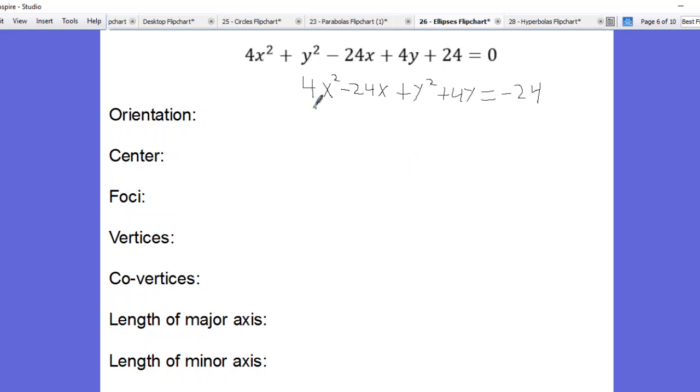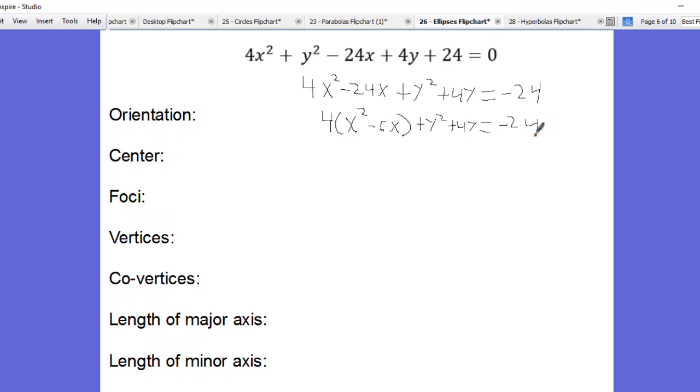So all I did here is I grouped my x's and the y's, and I moved the 24 over to the other side. So I got my constant on the other side. Then, my next step is to factor out the 4 so that my x squared doesn't have a coefficient. So now I have 4 times x squared minus 6x plus y squared plus 4y is equal to negative 24.